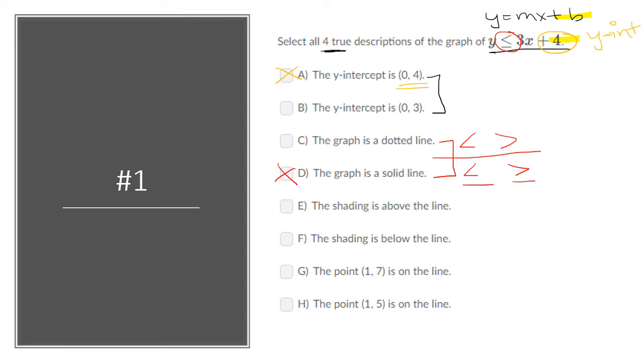Now with shading above or below. If I shade above the line, if you draw that arrow like we did in class, that means you're going to be greater than or equal to. Whereas if I'm shading below, going underneath, I could draw my arrow pointing down, and that's going to be less than or equal to. And here we have a less than or equal to sign, so we're going to be shading below that line.